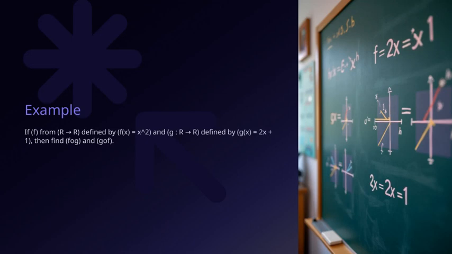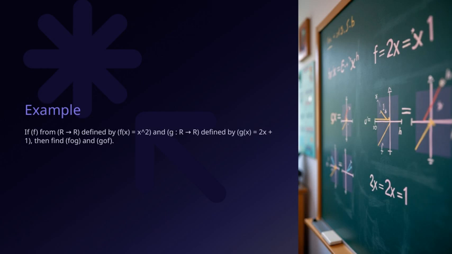Now let's look at this example to understand how to find the compositions of functions. We have a function f from R to R, defined by f(x) = x². Then, there's another function g from R to R, defined by g(x) = 2x + 1. Our goal here is to find the compositions of these functions, specifically f∘g and g∘f.